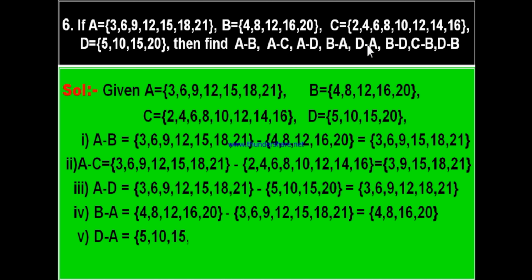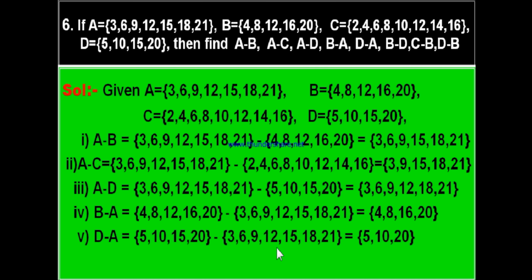Next fifth bit is D minus A. Set D is set of 5, 10, 15, 20 minus A is set of 3, 6, 9, 12, 15, 18, 21. Again you have to go for the subtraction. 5, there is no 5, and 10, there is no 10 there, therefore write 5 and 10. You can find 15 in both, therefore leave it. And 20, you could not find 20 in the second set, therefore write 20 also. Then D minus A is equal to set of 5, 10 and 20.